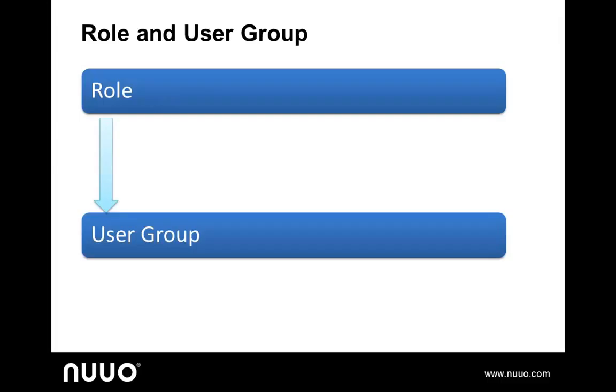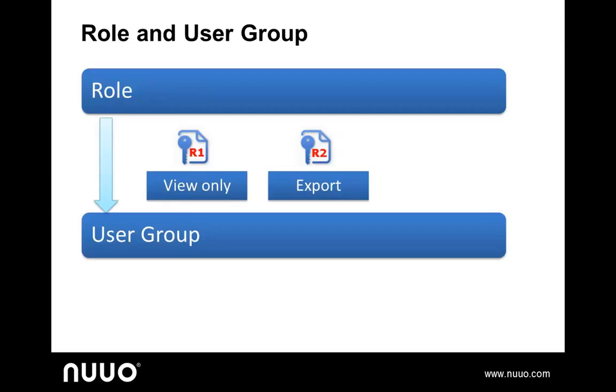For example, let's say that in one company only the security guards and management are permitted to view video. We can define role 1 as users restricted to viewing privileges and role 2 as users enjoying video export privileges. Next, we create the user group.